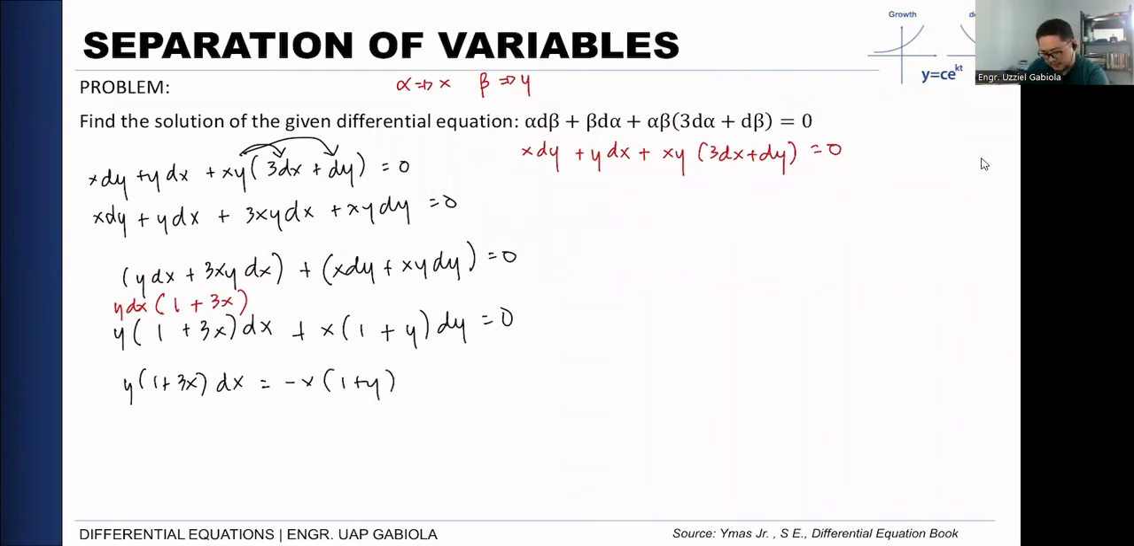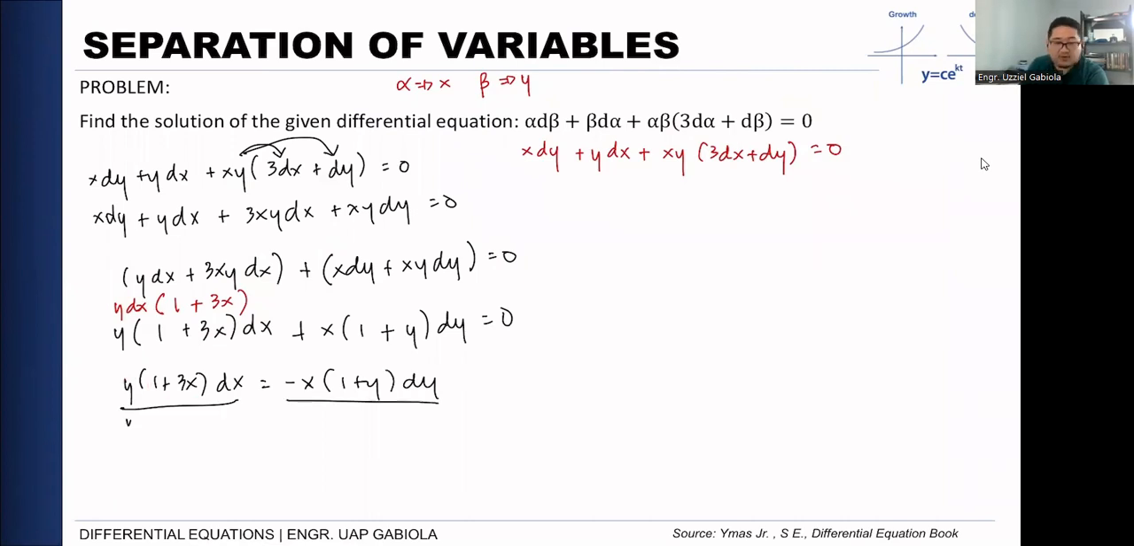Ayan. Okay? Next is to perform yung separation natin o yung separation na. So may y tayo dito. Since multiply yan, pwede natin mag-divide tayo ng y, no? So divide tayo ng y.